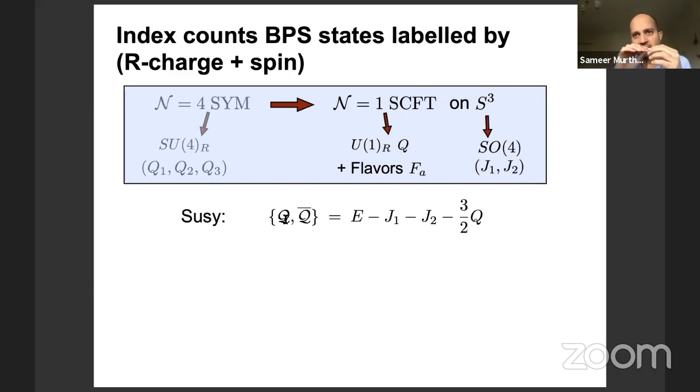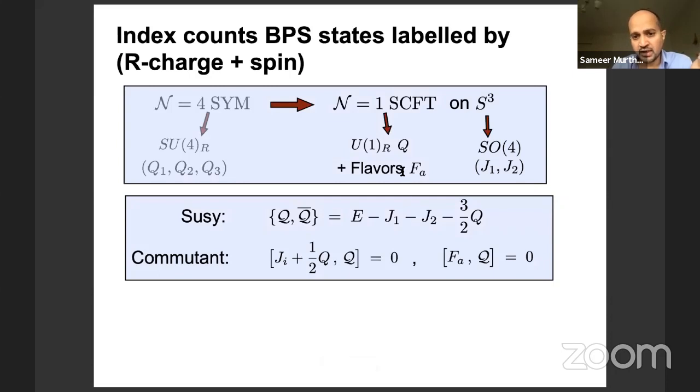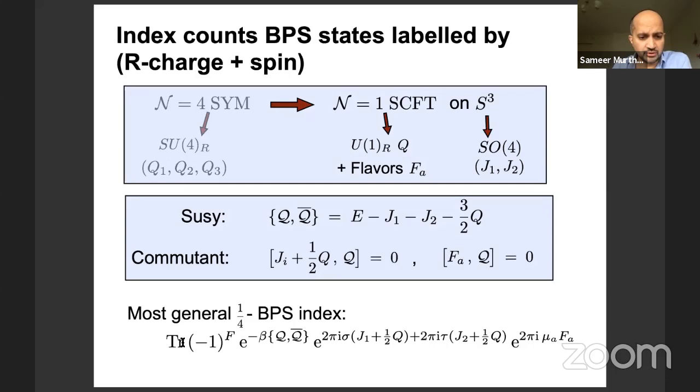Then in the index function, you can add charges, what I call small q there, which commute with the supercharge. So you have to ask what is the commutant, and any flavor symmetry by definition commutes with the supercharge. And of these 3 charges, J1, J2, and the U(1) R charge Q, there are 2 combinations, J1 plus half Q and J2 plus half Q, which commute with the supercharge. So the most general index is the following. You have trace of (-1)^F times e^(-beta {Q, Q bar}) times a coupling to J1 plus half Q and to J2 plus half Q and to the flavors. Okay, so this is the most general index one can write down.